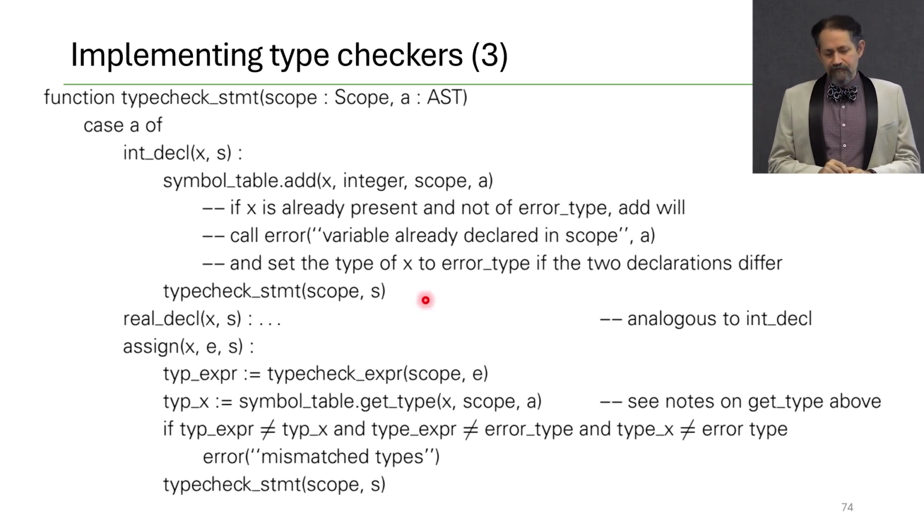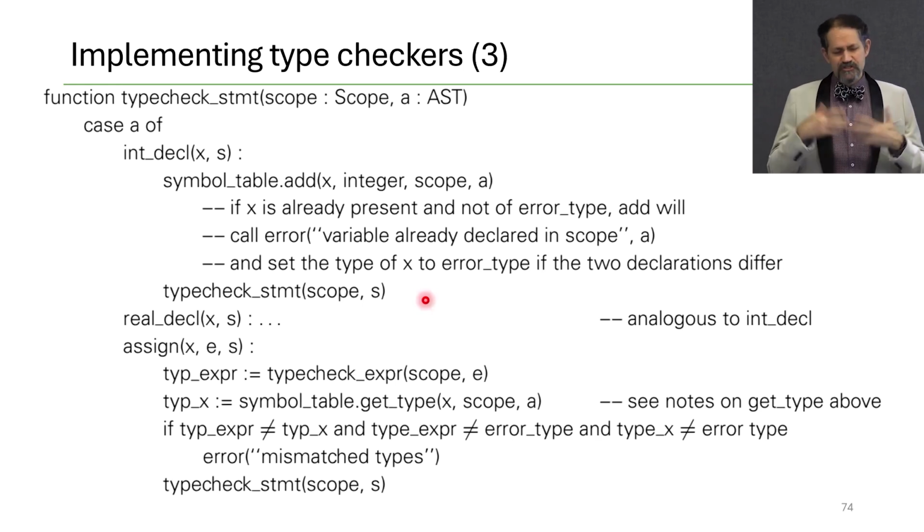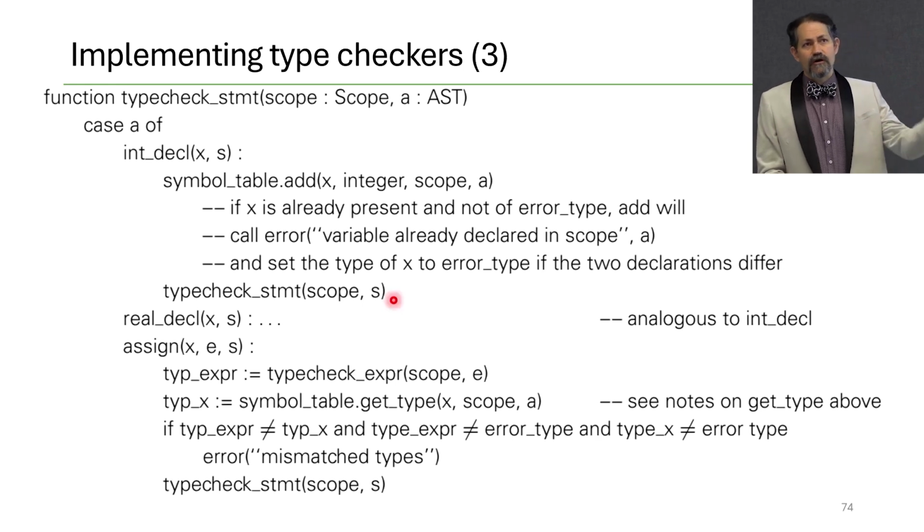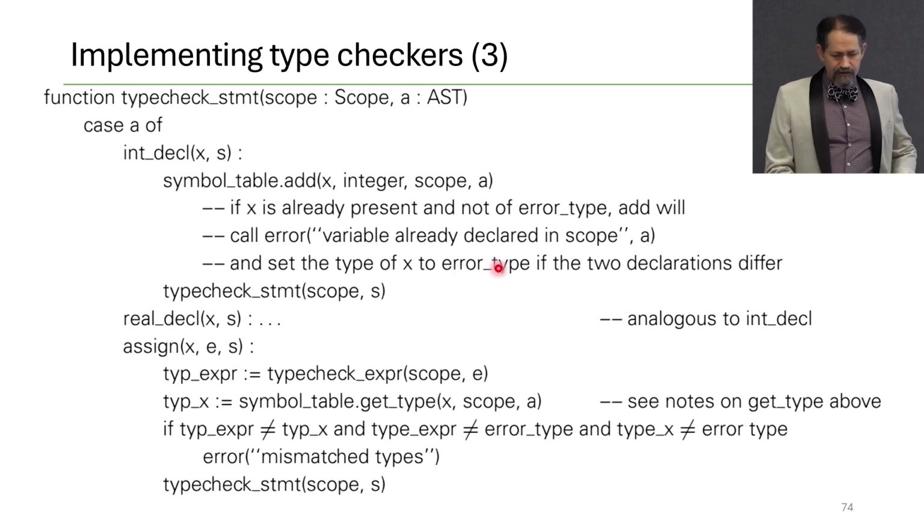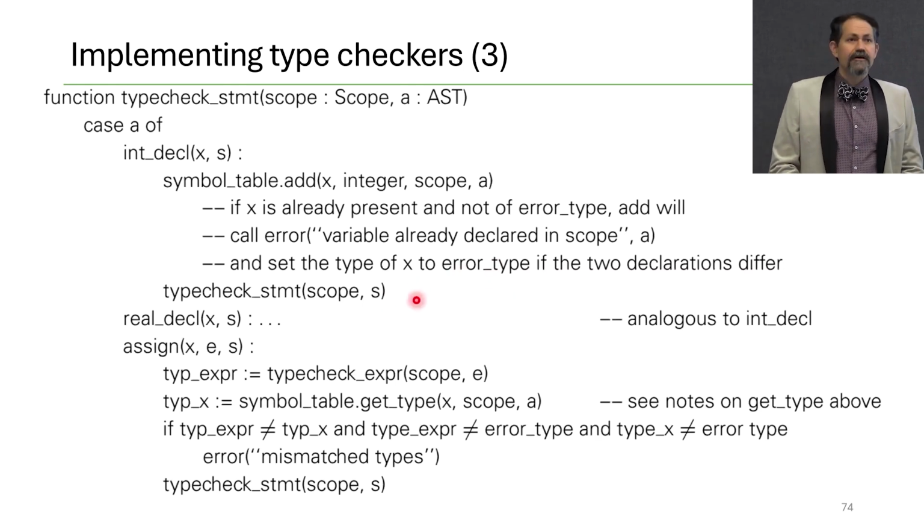We would do that if we go inside an if statement or something, which is something I'm not showing in this particular type checker. But we'll go on and check the statements S, which are the statements following this declaration in the same scope. So that's a recursive call, which again was a premise from our rule for int declarations.